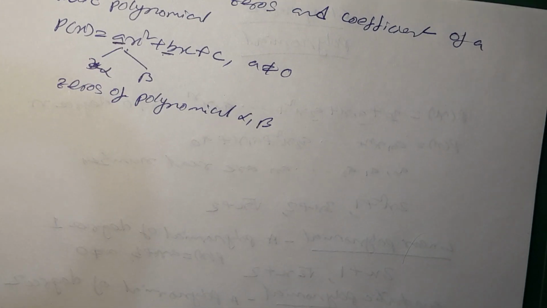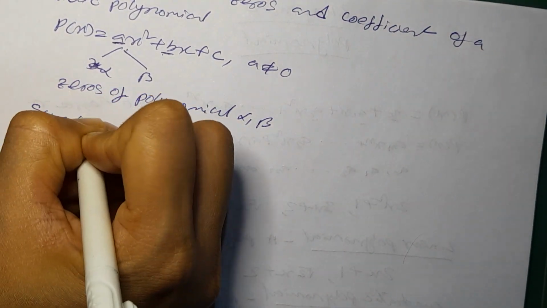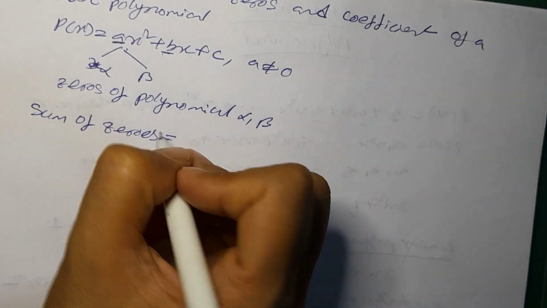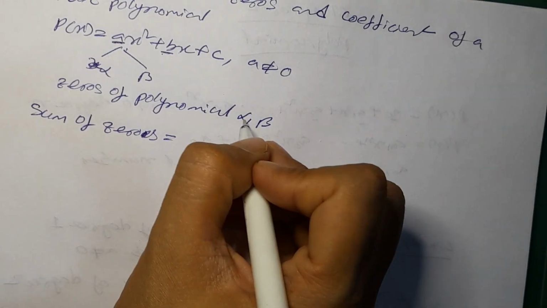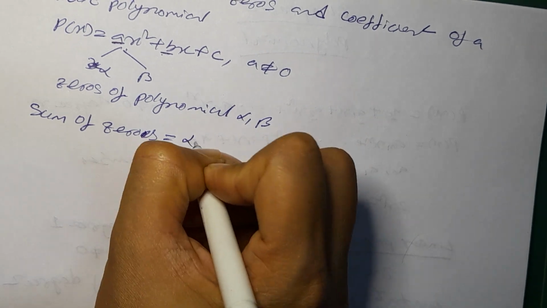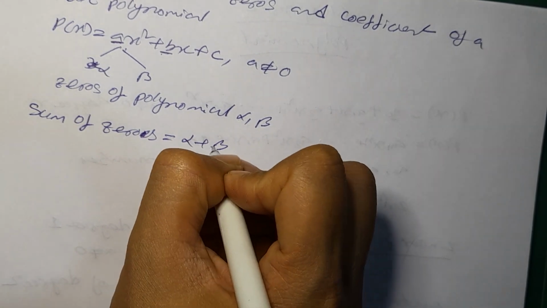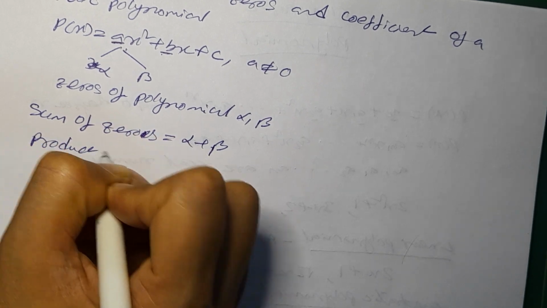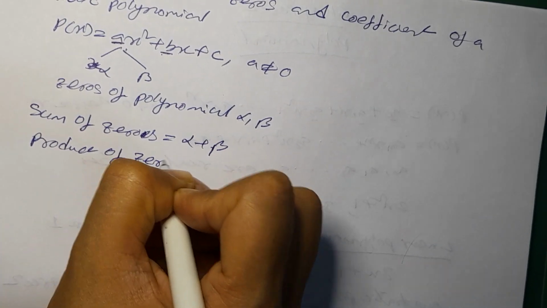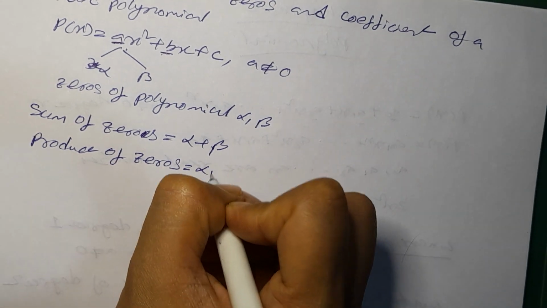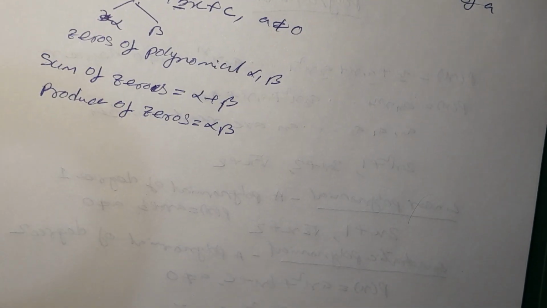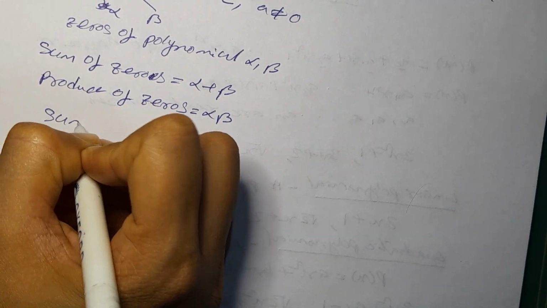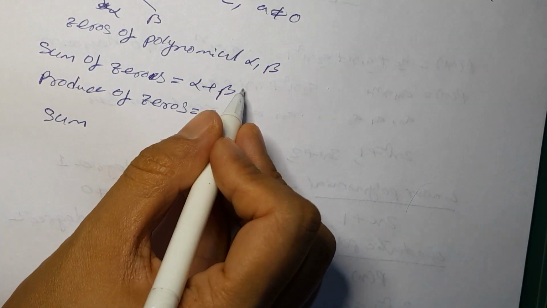So, sum of zeros. Sum means adding. You are going to add alpha plus beta. Another, product of zeros. Product means multiplication, alpha into beta. And again, sum of zeros is the direct addition.